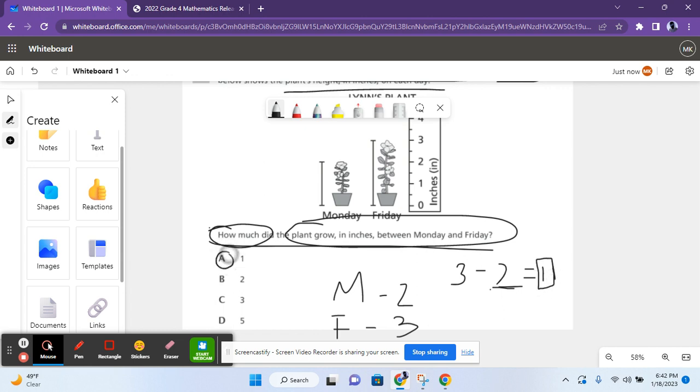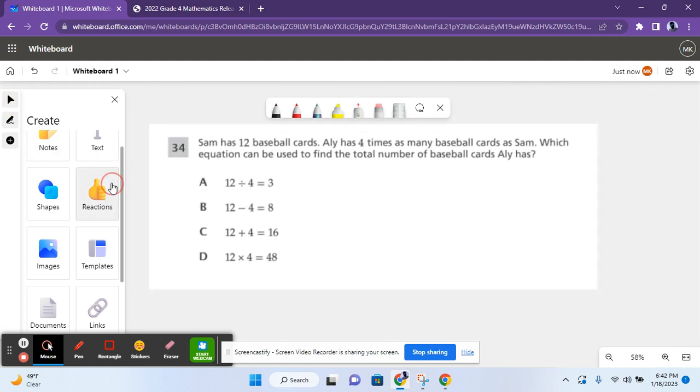Make sure to check your units as well. For this one, it stayed the same, but sometimes you need to convert. Let's move on to the next problem.